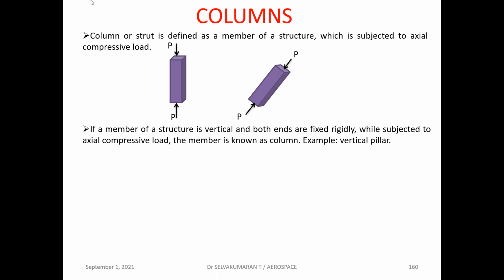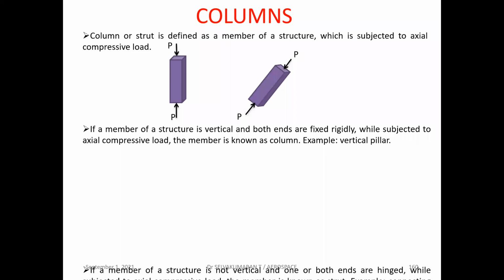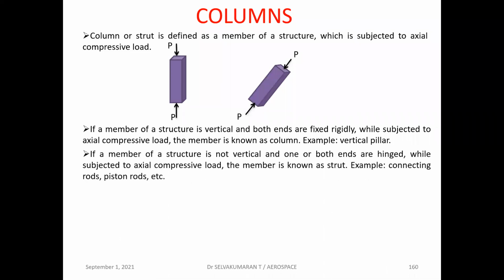If a member of a structure is vertical and both ends are fixed rigidly while subjected to axial compressive load, the member is known as a column. An example is a vertical pillar. If a member of a structure is not vertical and one or both ends are hinged while subjected to an axial compressive load, the member is known as a strut. Examples are connecting rods, piston rods, etc.